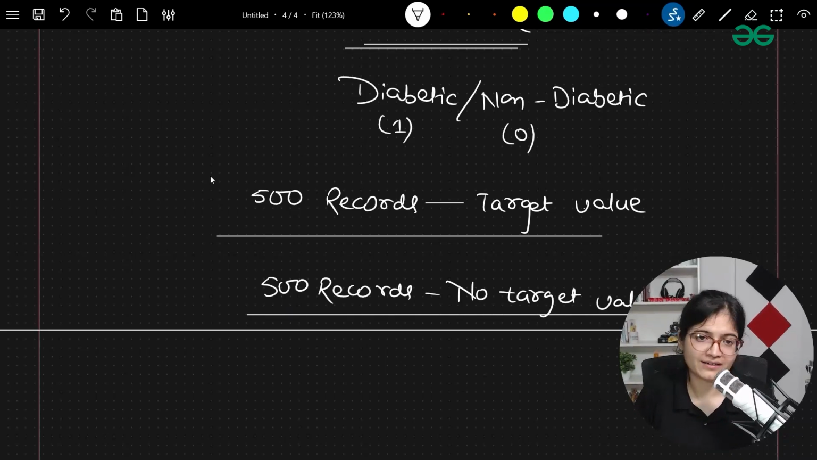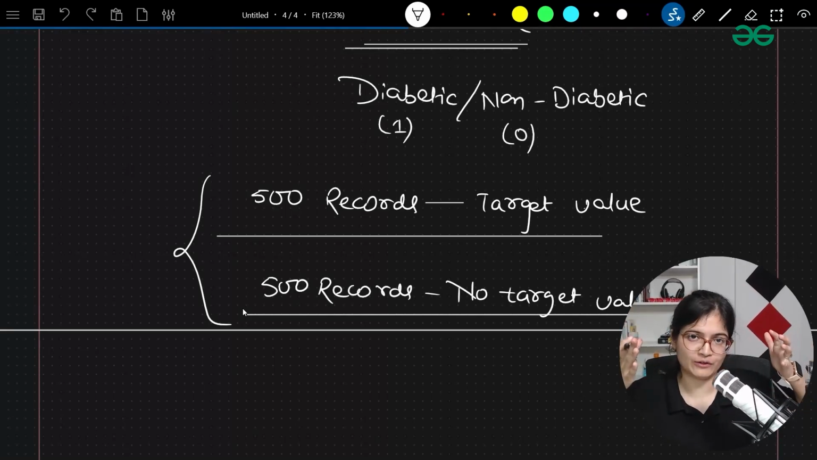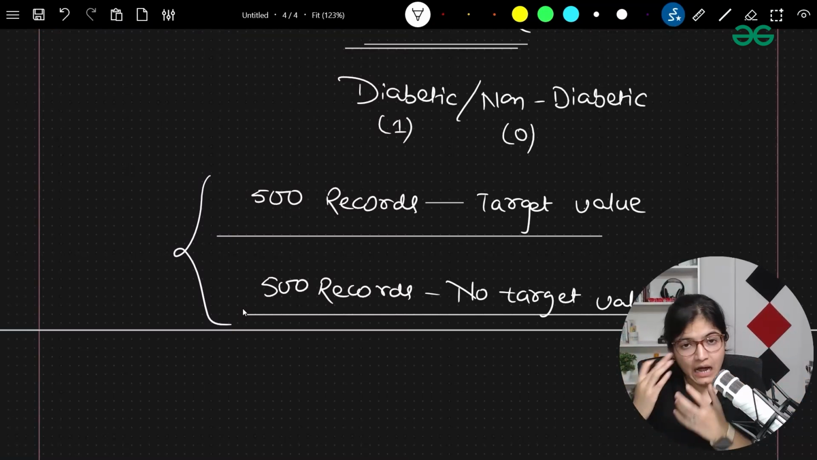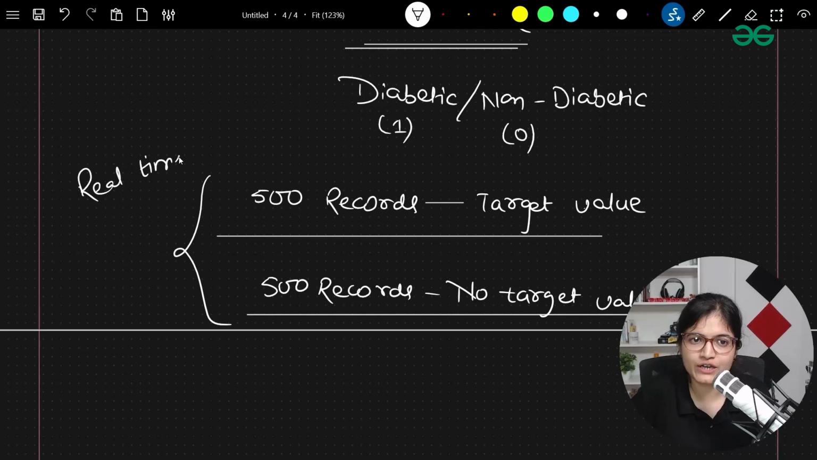Now, please try to understand, this is a different situation from the ones I talked about above, whether supervised or unsupervised. In supervised, we completely have 1,000 records having a target value. That's what I have explained. In unsupervised, we completely have 1,000 records which do not have a target value. But now I'm talking about semi-supervised, where almost half of the records have a target value and half of them do not. And that's the kind of situation that you will face in real-time industry use cases.